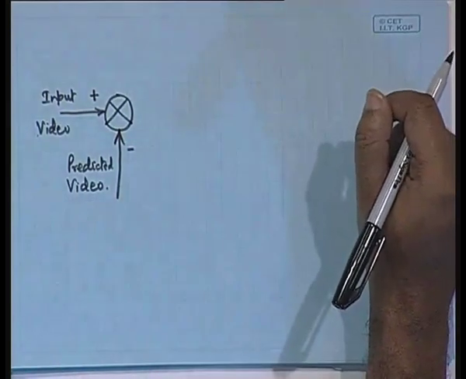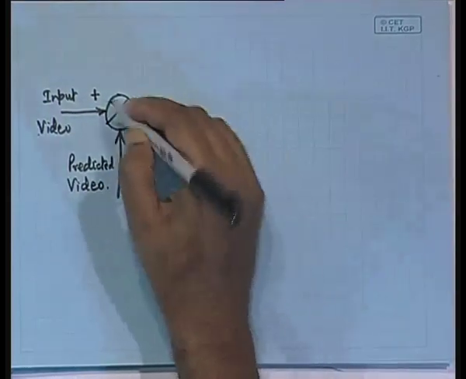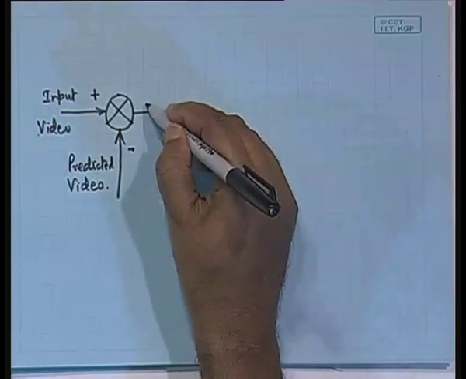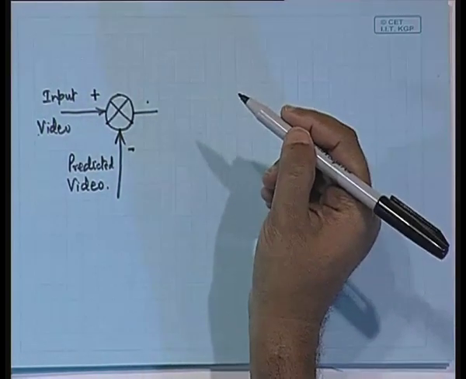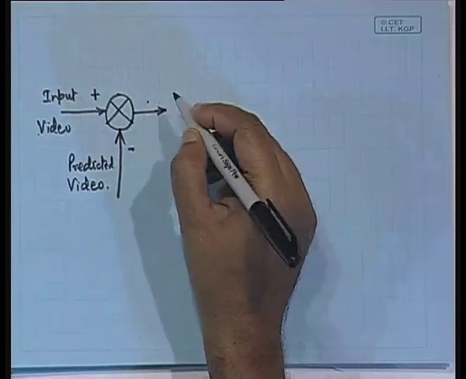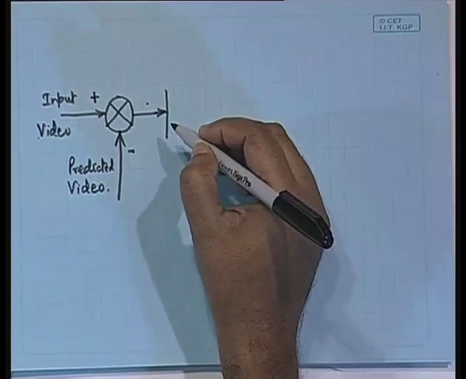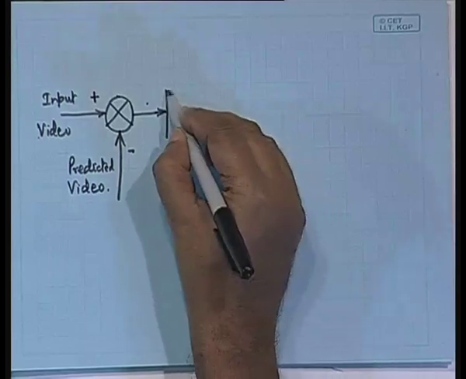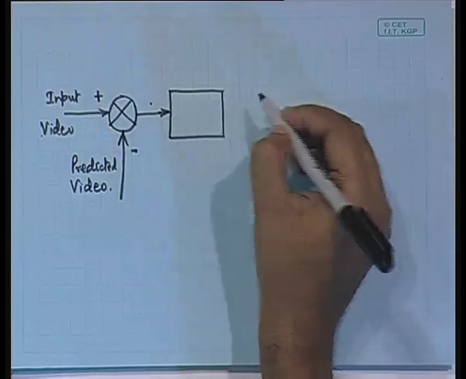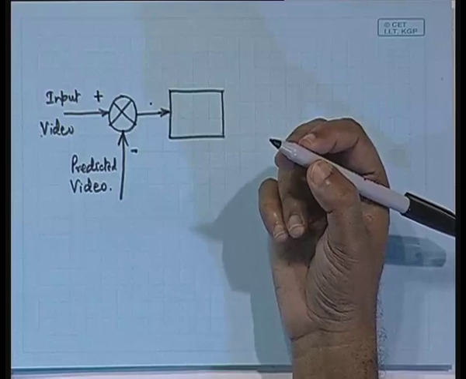Now, how that predicted video is generated, that part we will be seeing, but at least one thing is very clear: if this is with a plus sign and this is with a minus sign, then what we get here is the prediction error. And as we said, that prediction error or the residual signal has to be transform coded. So, there will be a transform block. That transform block could be DCT or a DWT.